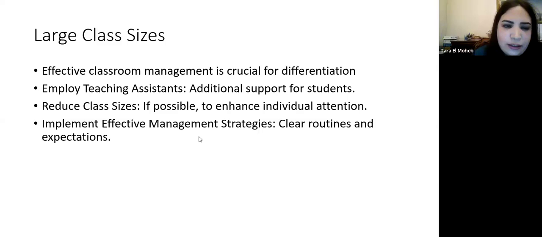Large class sizes. Effective classroom management is crucial for differentiation. Why? Because when we have a large class, it's important to know how to differentiate by levels. So what do we do first? We can give them a task, which is, for example, a cue card, and they can write, for example, am I a visual learner? Am I an auditory learner? Am I a kinesthetic learner? Am I other learning styles that they are?